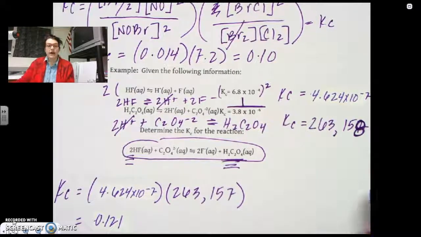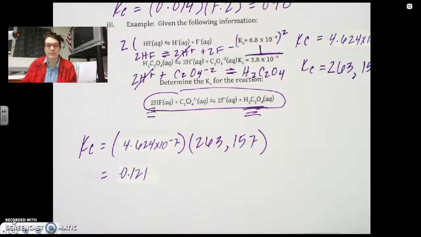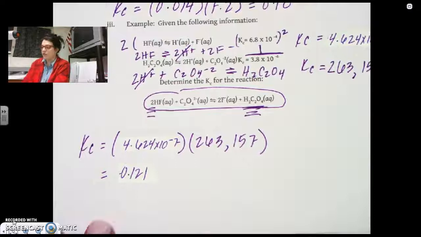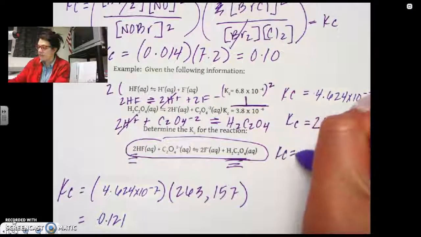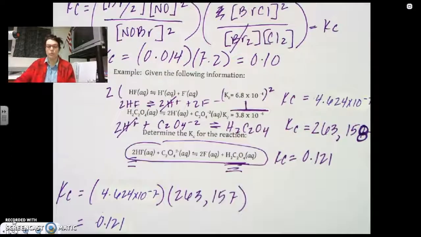And then after you do that, since now you have your overall reaction and you adjusted your Kc according to what the overall reaction is, you can just multiply your two Kc's together to get the Kc for the overall reaction. So the Kc for this overall reaction should be 0.121.